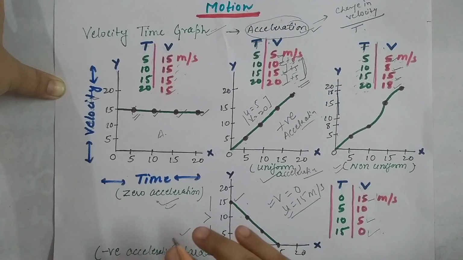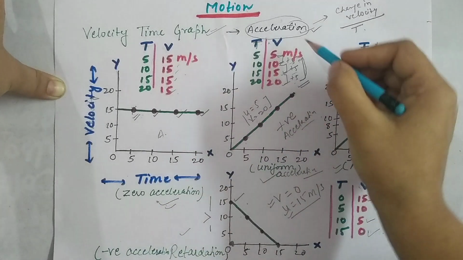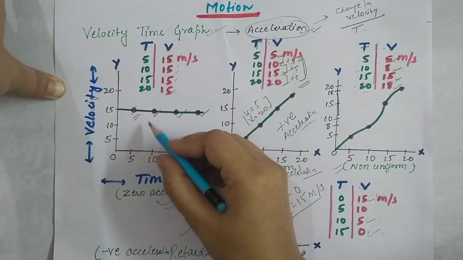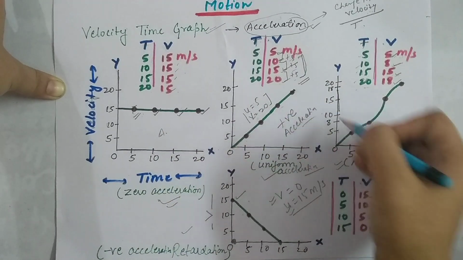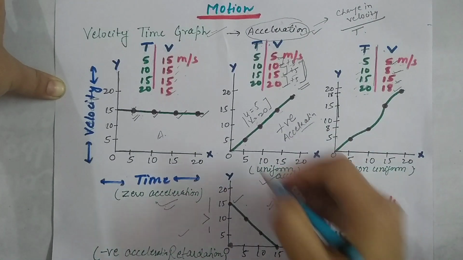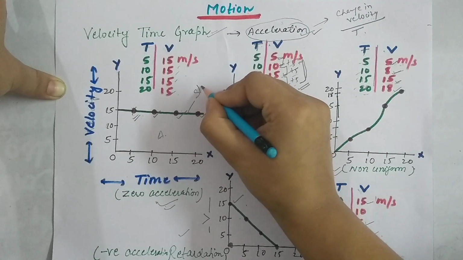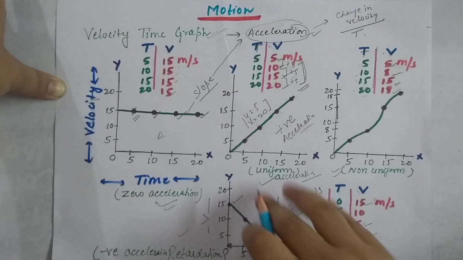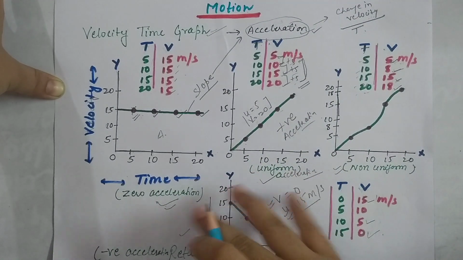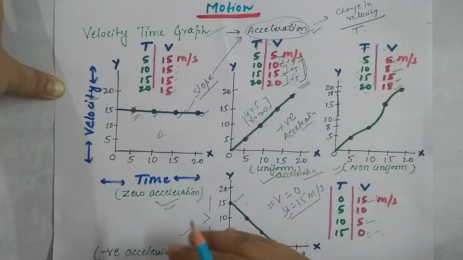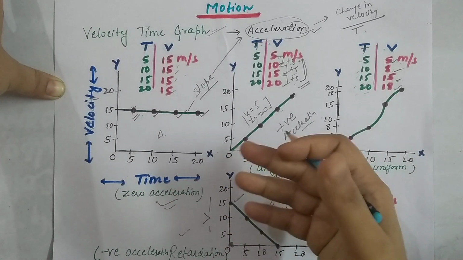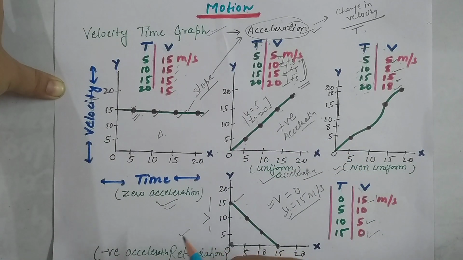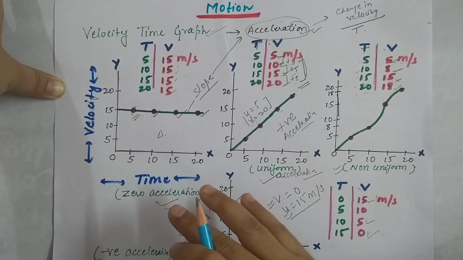These are the different types of velocity time graphs, which show the slope. These lines, these green lines, these curved lines, are the slope of the graph and show the acceleration, that is, what type of acceleration the graph is showing. So this is all about the velocity time graph.